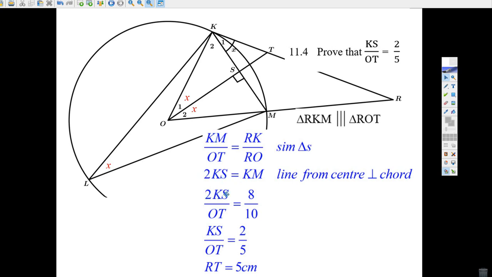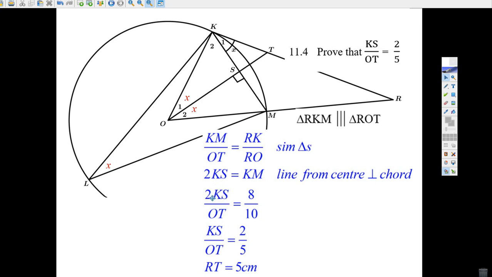So we can have 2KS over OT equals RK, which we knew was 8, RK was 8, over RO, which is 10. We knew that RO was 10. So we've really got it now. We've just about got the ratio. We want what KS over OT is.